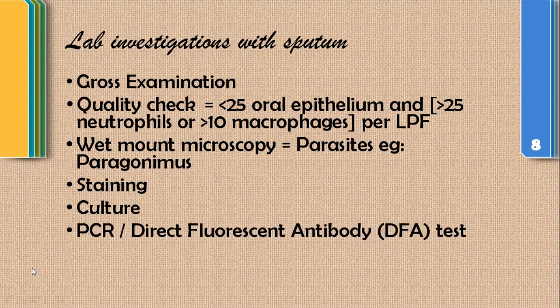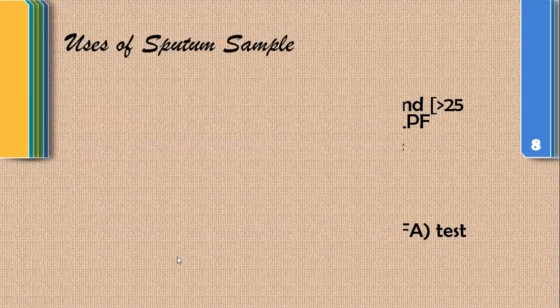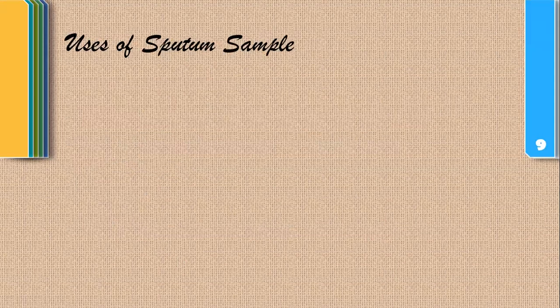The next thing is culture. And the final thing that can be done with sputum is PCR testing or direct fluorescent antibody testing. So this was about laboratory investigation with sputum.